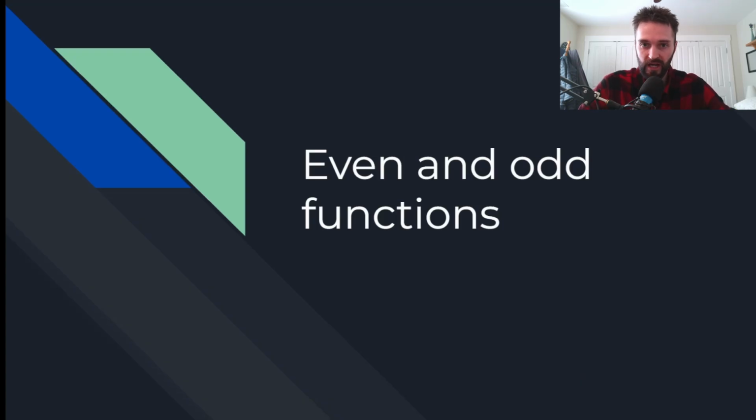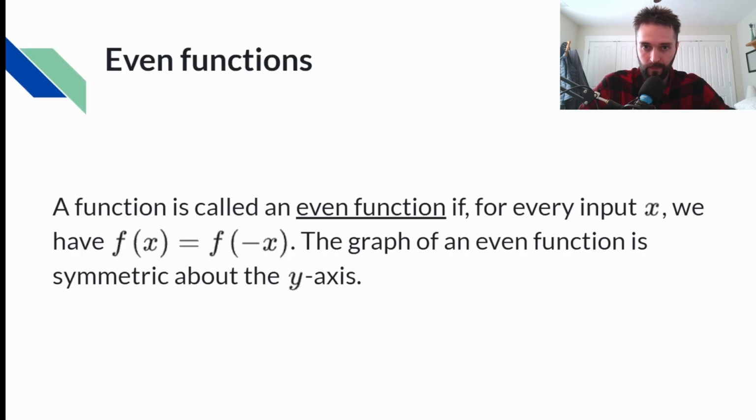But I want to take a closer look at even and odd functions. So let's dive into it. Here we go. Even and odd functions. Let's start with even functions. A function is called an even function if, for every input x, we have the equation f of x equals f of negative x. The graph of an even function is symmetric about the y-axis.